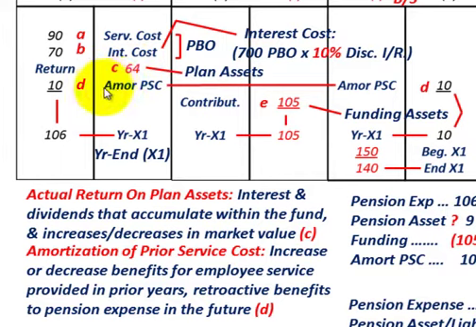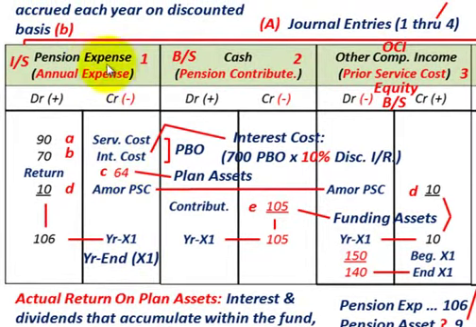And then finally, we're going to have what they call the amortization of prior service cost. That's where we have an increase or decrease in benefits for the employee service provided in prior years. That would be like retroactive benefits to the pension expense, and it would be included in our future costs. Okay, so that's going to be for our pension expense, and let's just go through it.